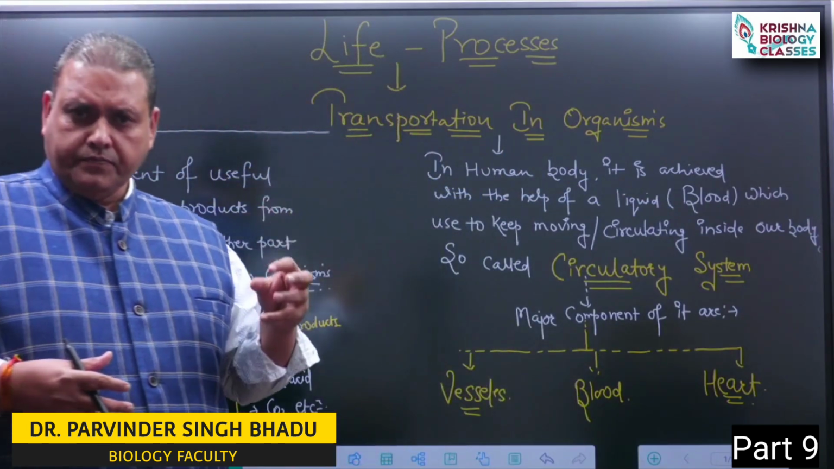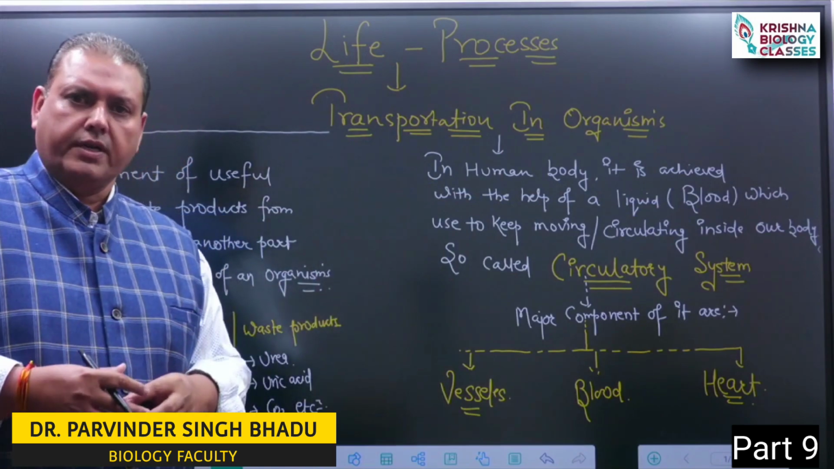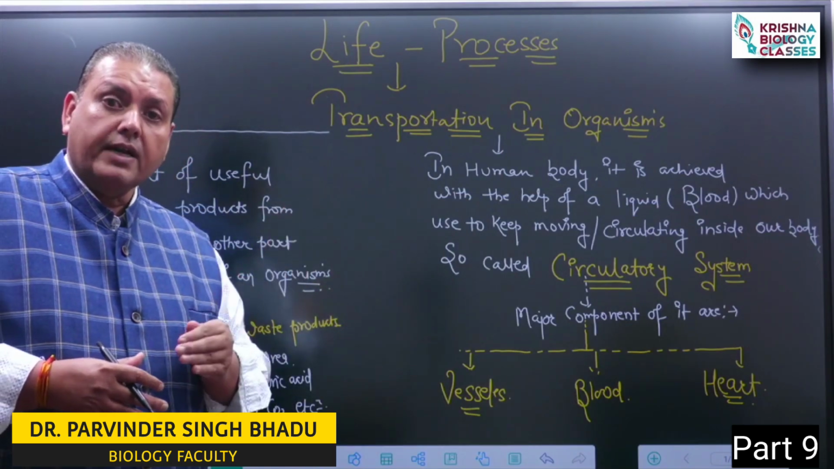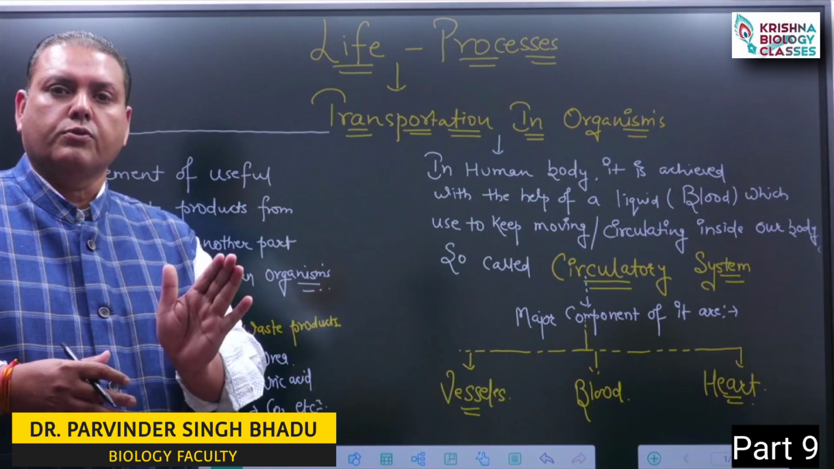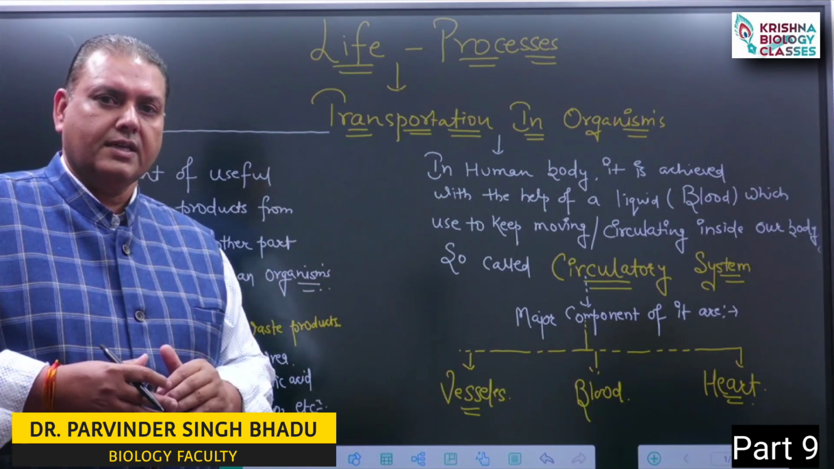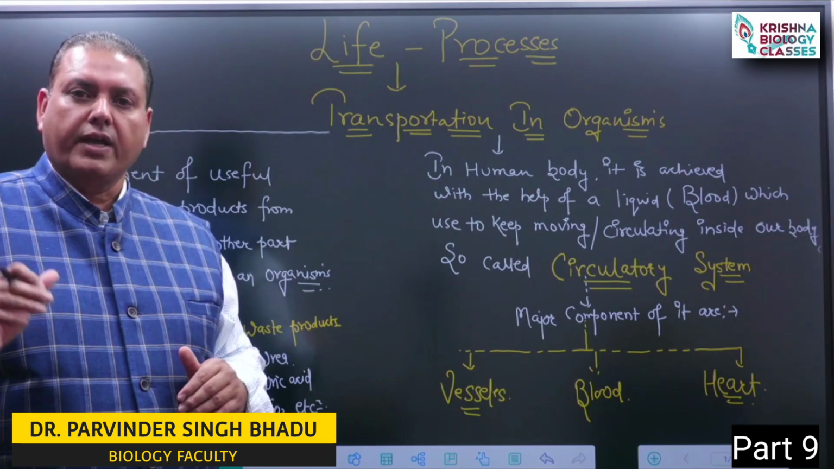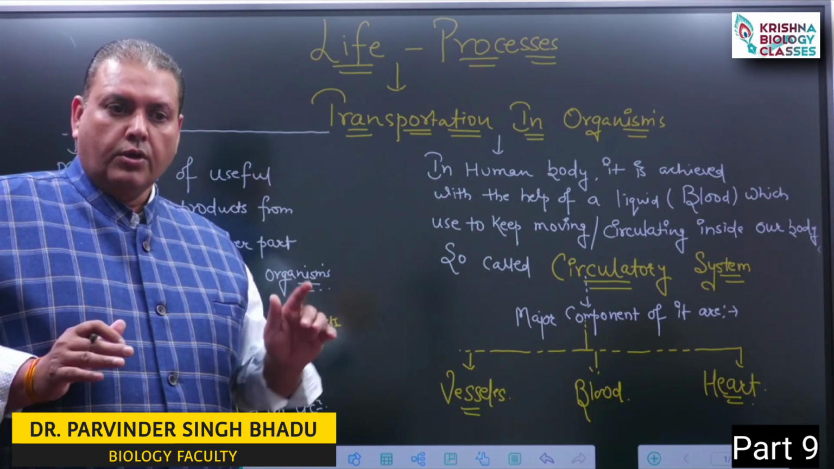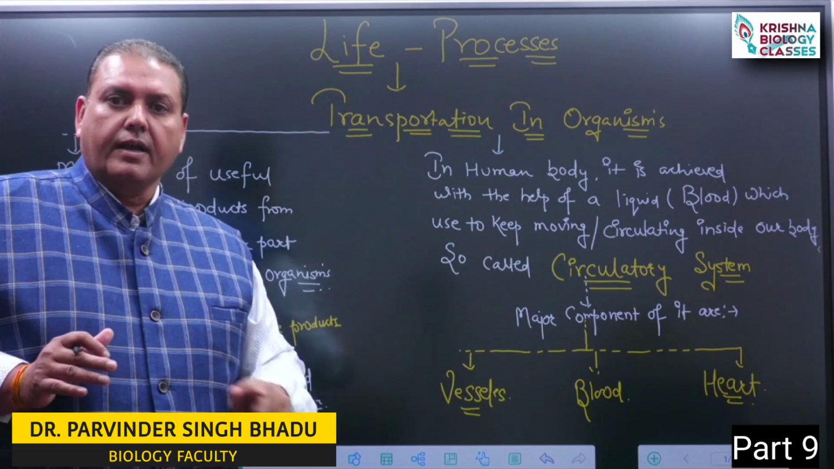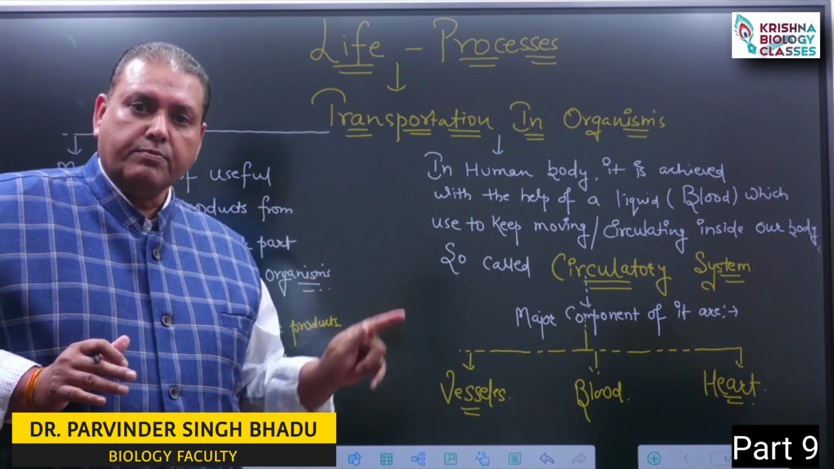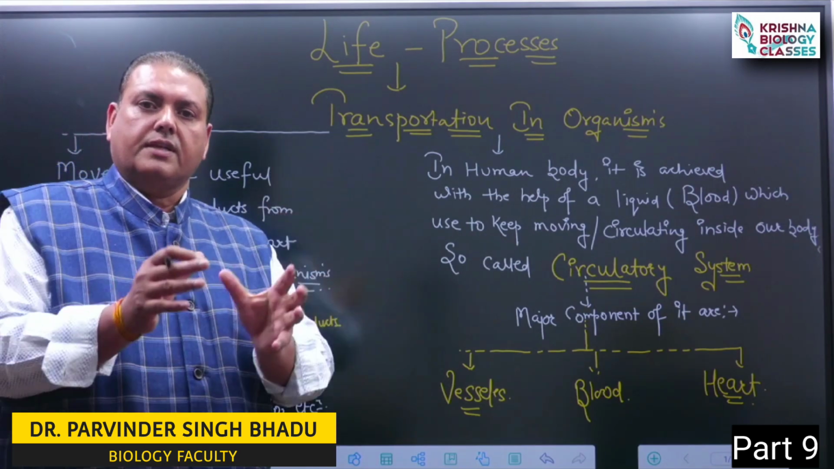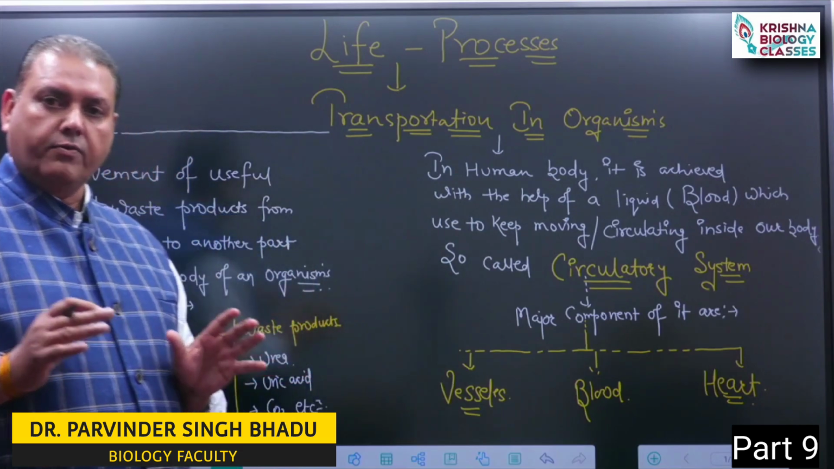The living structural and functional unit is the cell. This cell requires a consistent supply of useful substances like glucose and oxygen, whereas it also requires the removal of waste products like urea and CO2. So, a specific regular transportation is required to sustain the functioning mechanism of the cell.